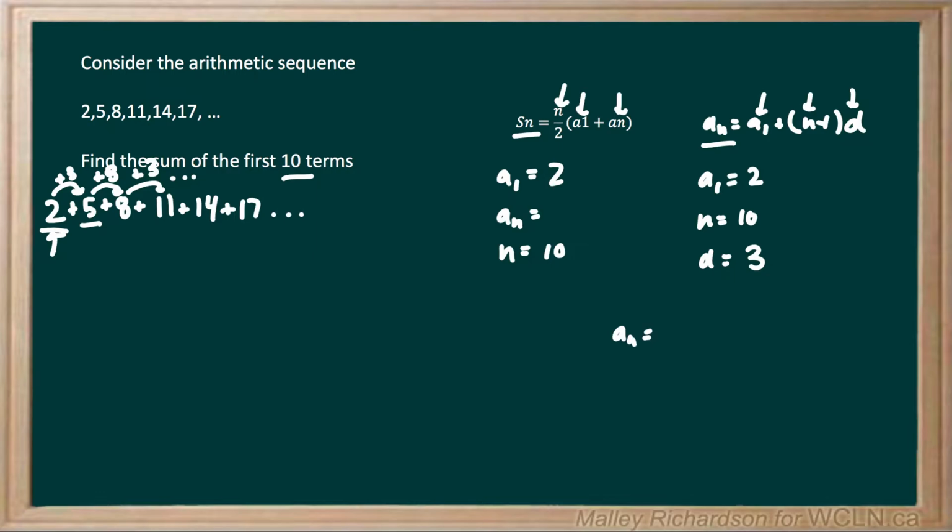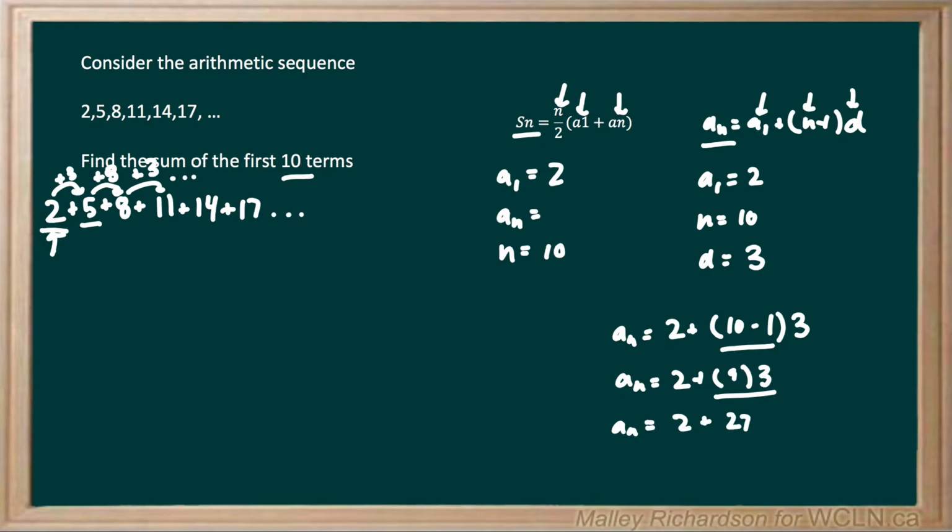So a of n equals 2 plus 10 minus 1, all multiplied by d, which is 3. According to BEDMAS, we want to do whatever inside the brackets first. So 2 plus 10 minus 1, which is 9, multiplied by 3. Next, we want to multiply 9 times 3. A of n equals 2 plus 27. And then we finally have to add 2 to 27 to give our final term, a of n, to be 29. So now that we know that a of n equals 29, we can fill this in above and then finally solve for S of n.